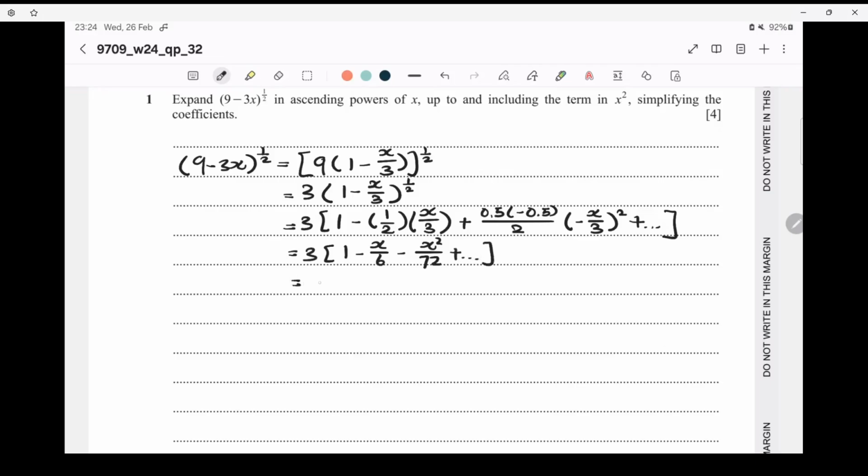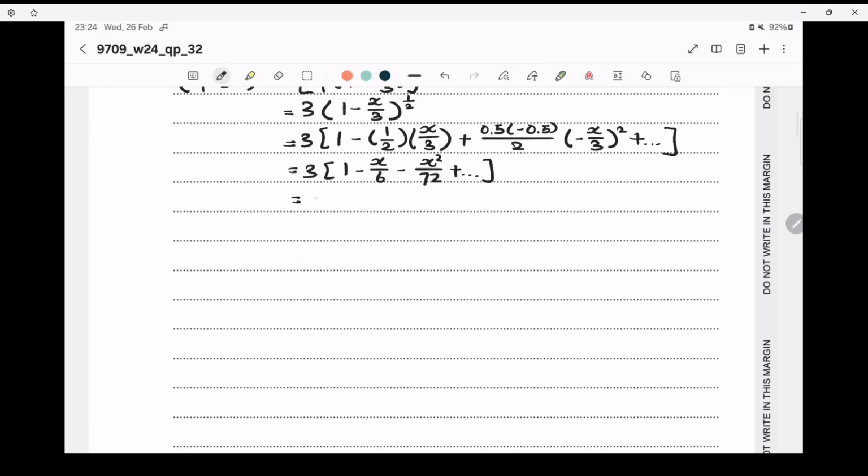And finally expand, you multiply everything inside. You have 3 minus x divided by 2 minus x squared divided by 24 plus so on. So this is the expansion.